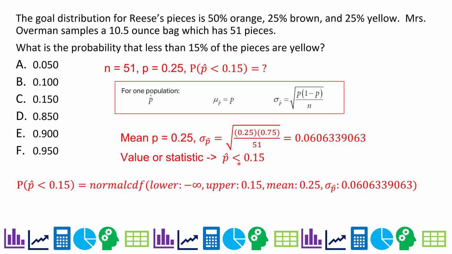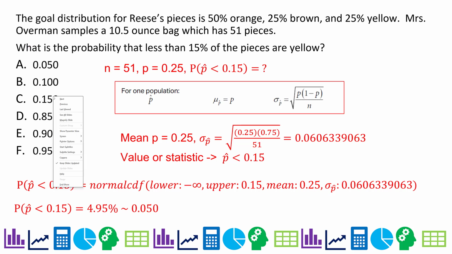All right. So we'll just do normal CDF, where our lower is negative infinity, our upper is 0.15, our mean is 0.25, and then you can put as many decimals as you want right there. And we get a value of about 0.050. So our correct answer here is A. So let me go ahead and put pen. Boom. I think I forgot to circle these. So that is our answer right there.